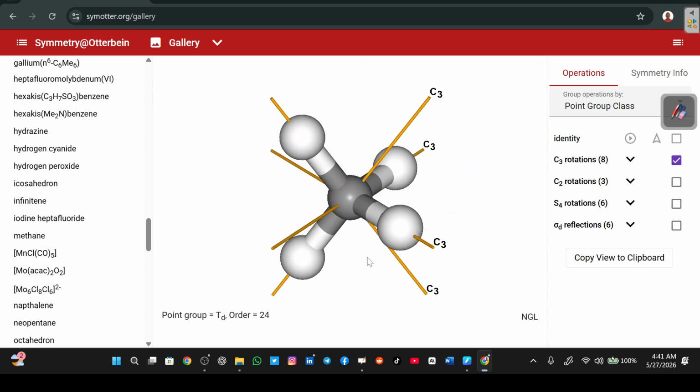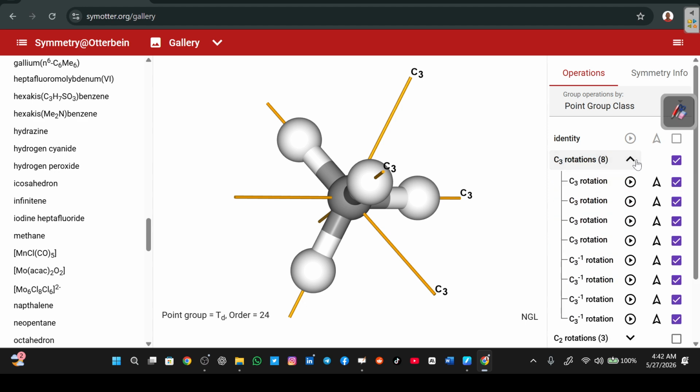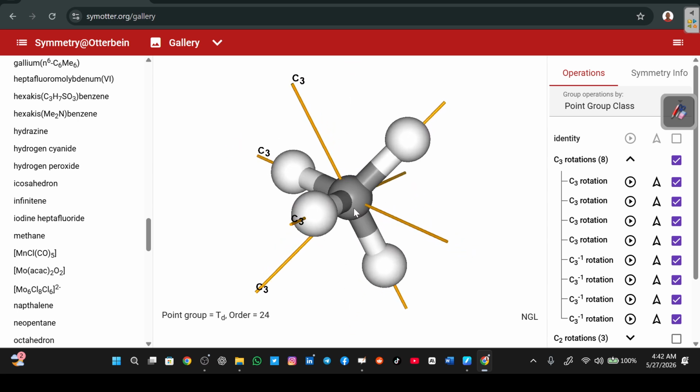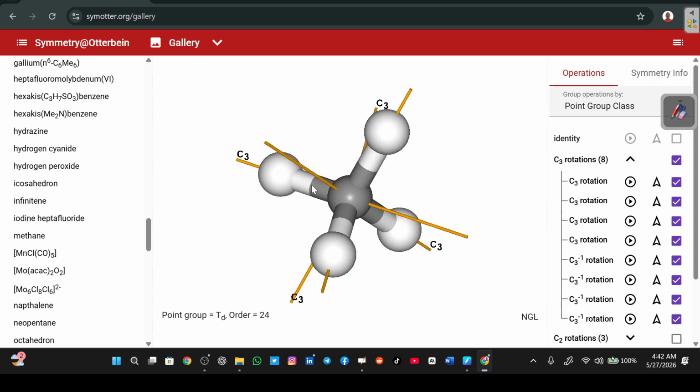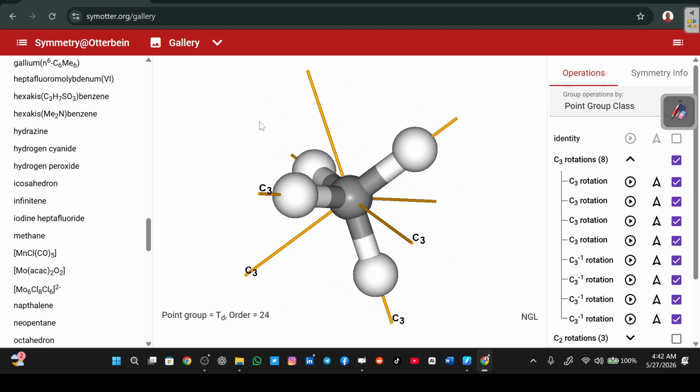So we have one. Okay, let me see. We have 1, 2, 3. Okay, 4. We have 4 principal axes. So we have 1, 2, 3, 4. So we can visualize all of them.